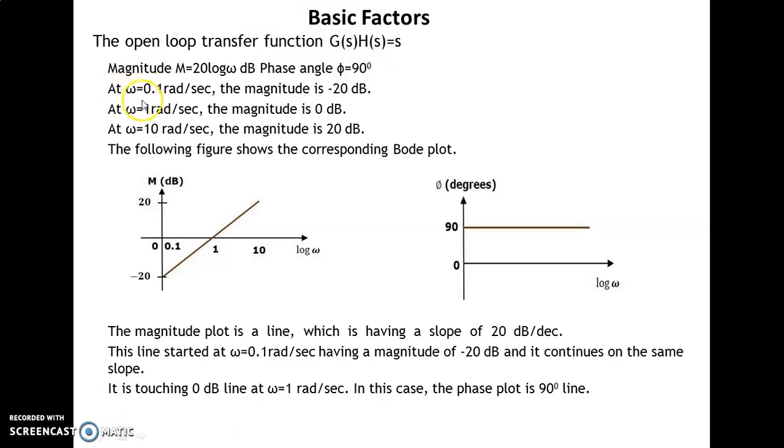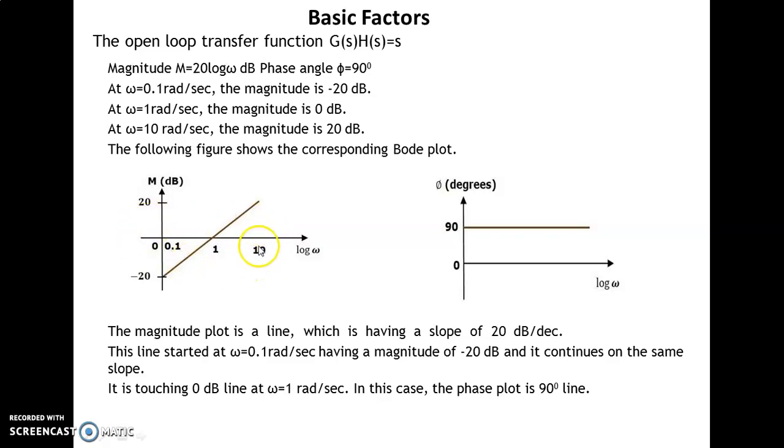Now, at different values of frequency, we will see how the magnitude varies. At omega equal to 0.1 radians per second, the magnitude is 20 log 0.1, which is 10 power minus 1, so minus 20 into log 10, that is minus 20 dB. If omega equal to 1, log 1 is 0, so 20 into 0 is 0, the 0 dB line. At omega equal to 10, the magnitude is 20 dB. We can observe these values: 0.1, 1 and 10.